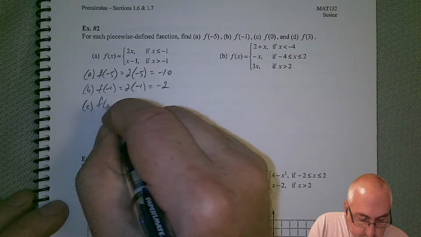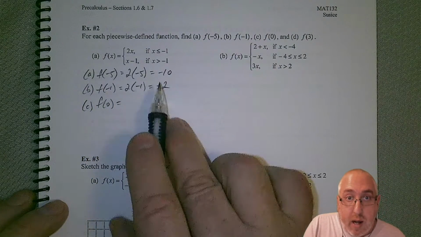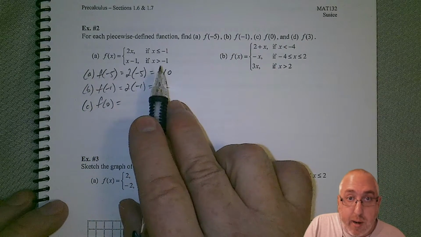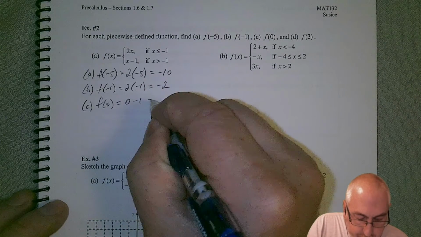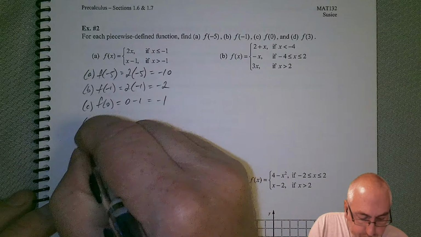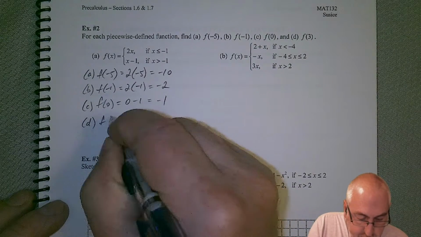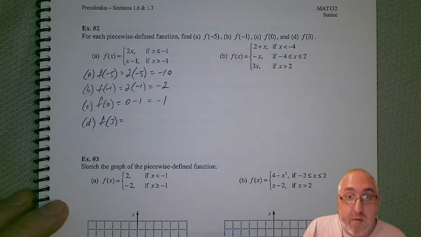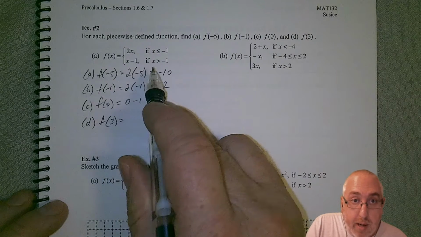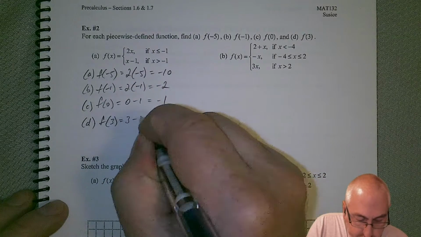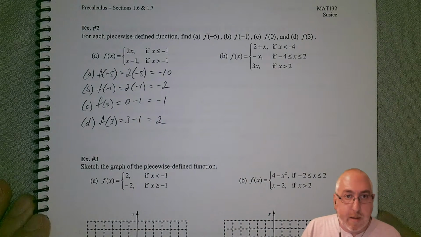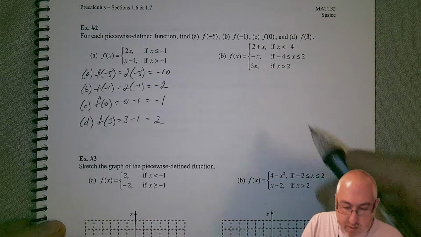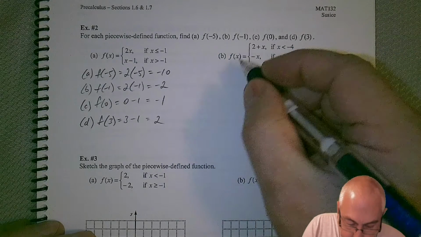F of 0. 0 now belongs in the second branch because it's greater than -1. So 0 minus 1 is -1. And then last but not least, f of 3, which also is in the bottom branch. So 3 minus 1 is 2. Easy peasy. All right, let's try the next one. Same inputs.